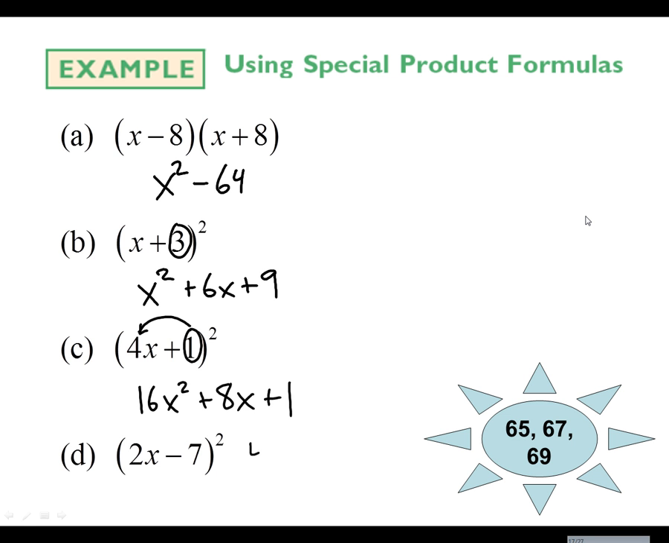And then lastly, 4x squared. 7 times 2 is 14. Let's double that, and we'll get 28x plus 49. Negative 7 times negative 7 is a positive. Notice how the middle terms match up with the signs inside. All right, so use your special products, 65, 67, 69. Give them a shot.